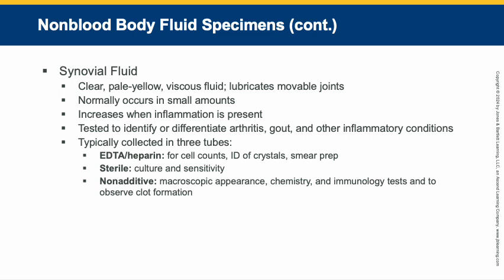It's typically collected in 3 tubes by a doctor because they're going to use a needle and syringe. EDTA or heparin, this is for cell counts, identification of crystals, and smear prep. A sterile container, which is for culture and sensitivity if they suspect the patient has a bacterial infection in the joint. And then a non-additive tube, which is for the macroscopic appearance, chemistry, and immunology, and to observe any kind of clot formation.